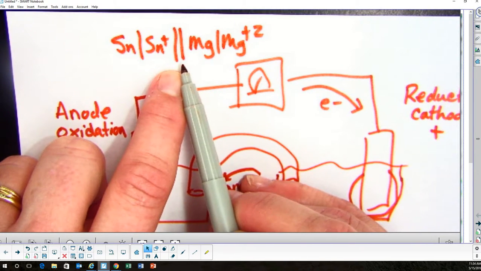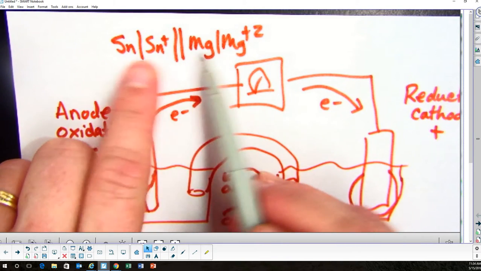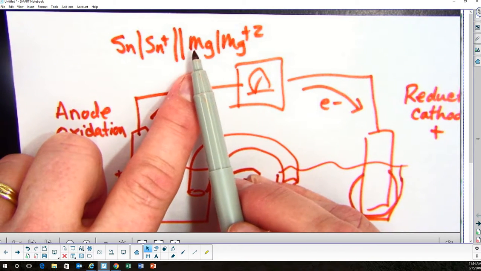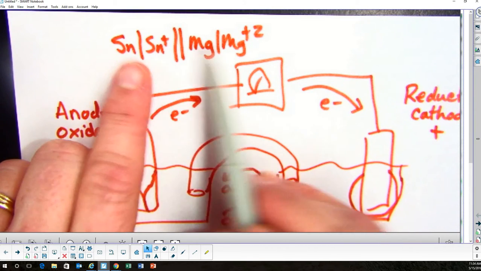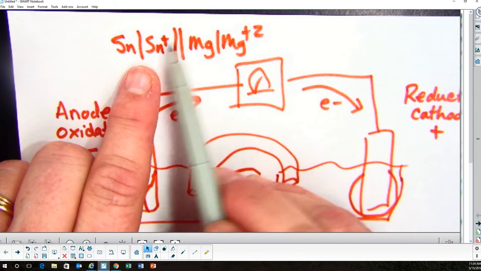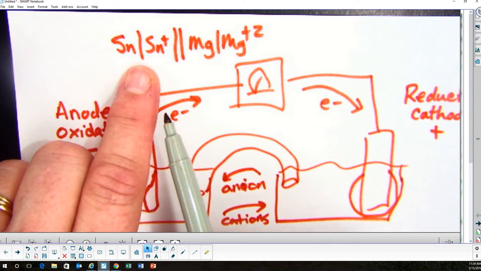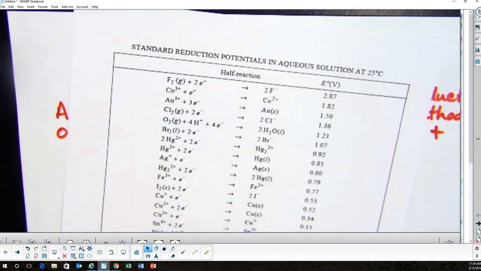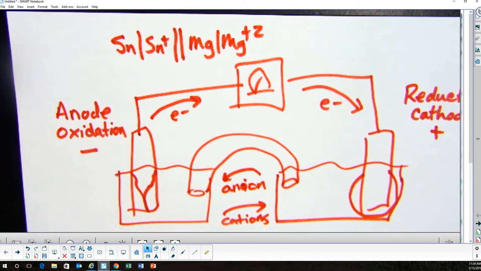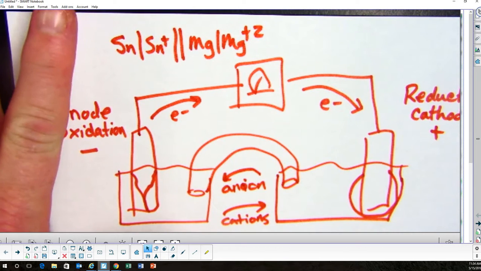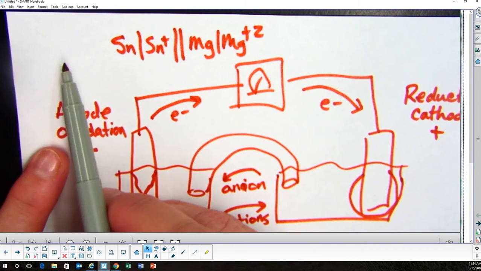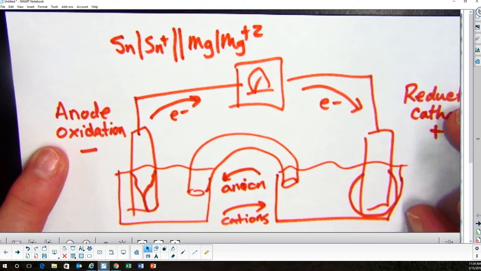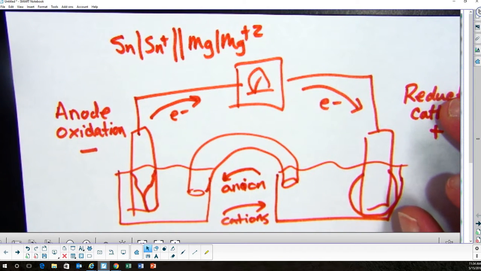They're connected. Okay? I have not told you which one's going to be on top, which one's going to be on the bottom, anything about it. But I've given you the two elements and what ions they're going to. Okay? So now we're going to grab our chart and find these two on it. Remember, the lower one goes to the left, and the top one goes on the right. So find tin, find magnesium. Which one is on top?